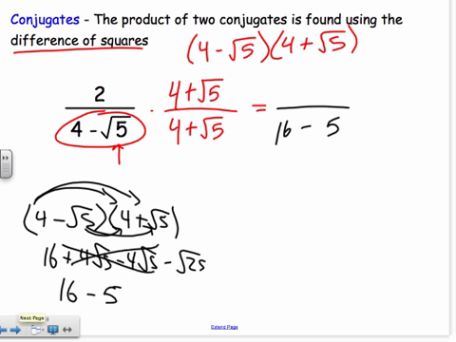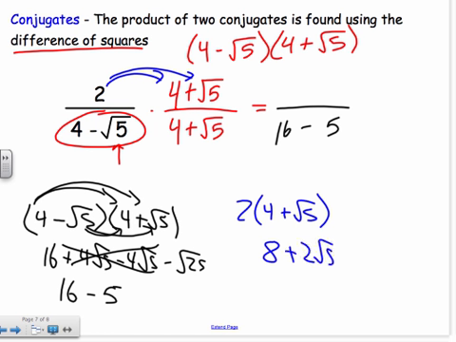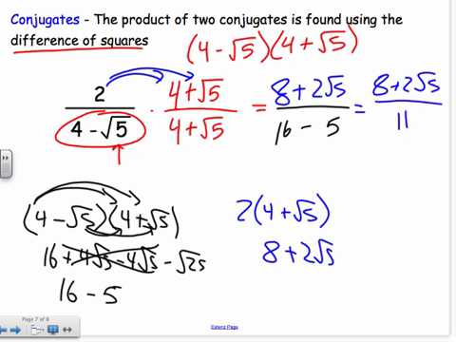Then I also have to distribute my 2 here, right? I got to take 2 times 4 and 2 times the square root of 5. Well, 2 times 4 is 8, and 2 times the square root of 5. So I'm going to write that up top. 8 plus the 2 times the square root of 5, and let's simplify this here. So 8 plus 2 times the square root of 5 over 11. And I can't simplify anything in there with this addition sign, so I just leave it. And there you go. Simplified form.